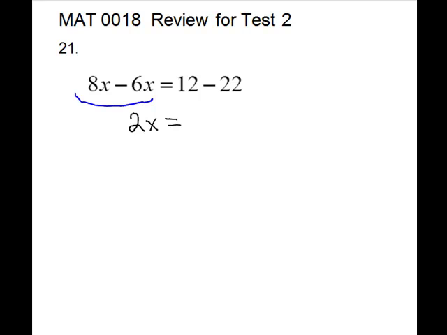Also on the other side, we can combine any like terms. These are like terms. And we have a positive 12, and this would be a negative 22. So different signs, subtract, sign of the larger. So sign from the 22. Now we're ready to go with our solving.